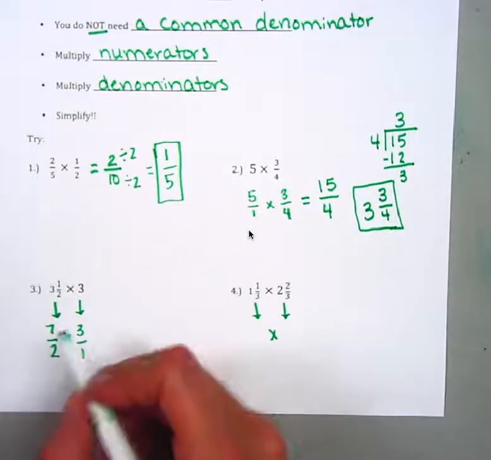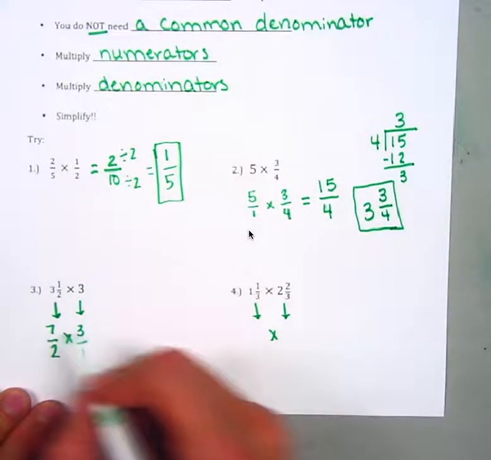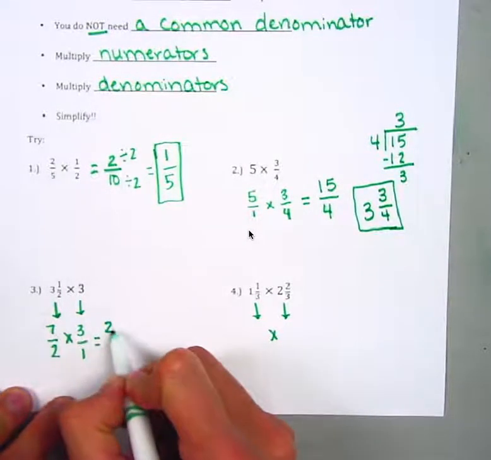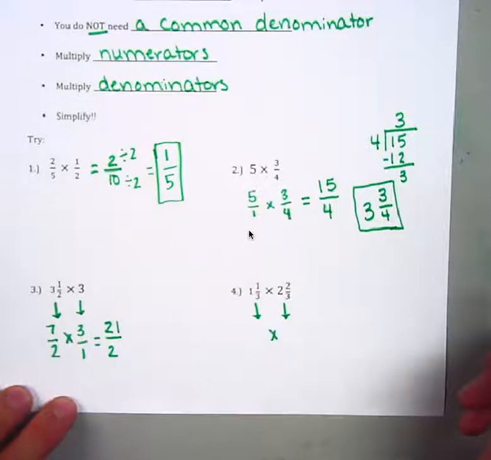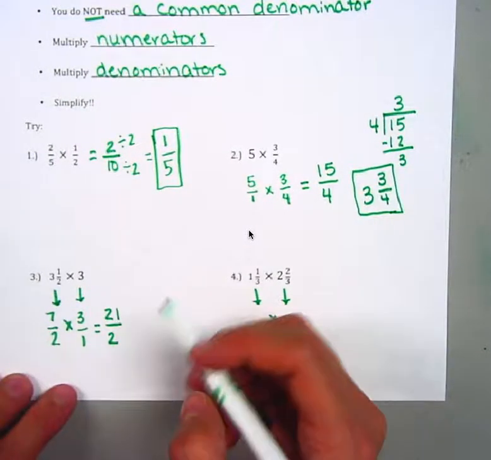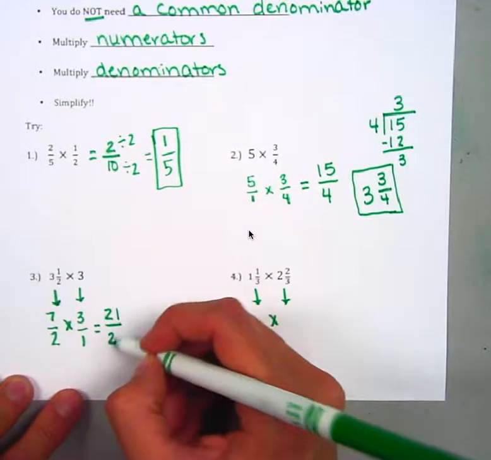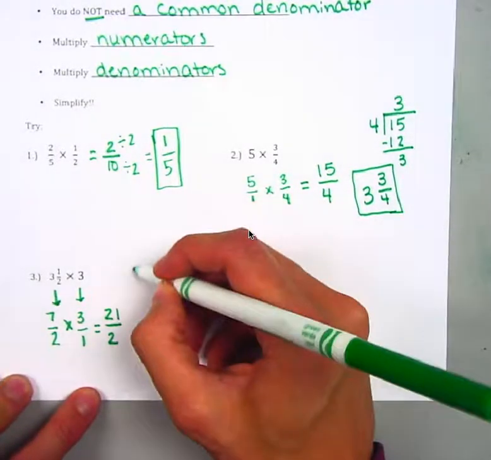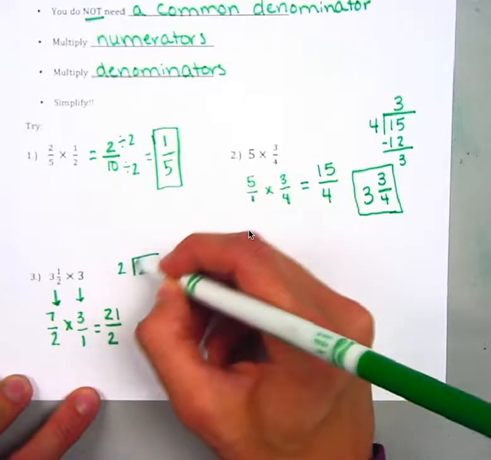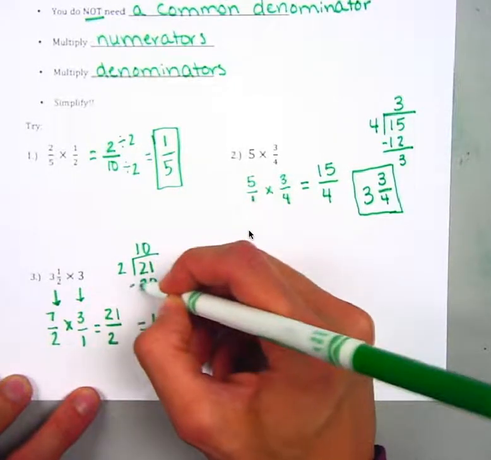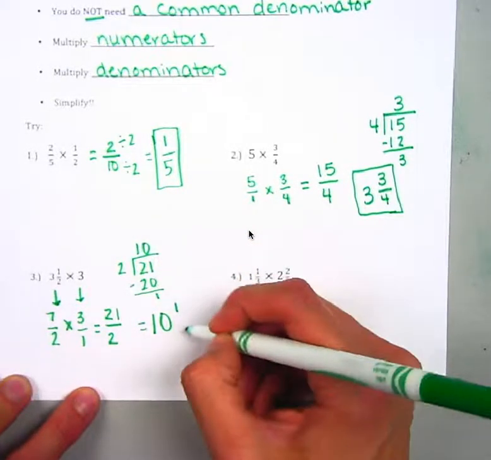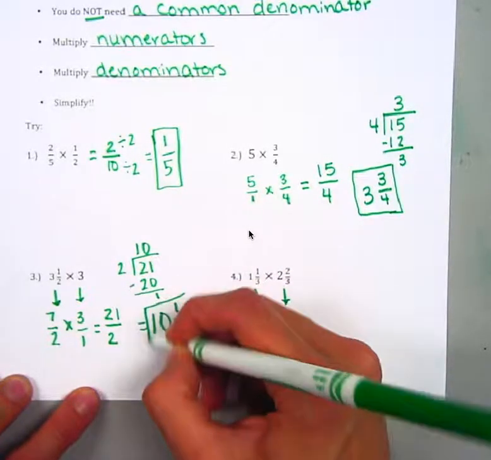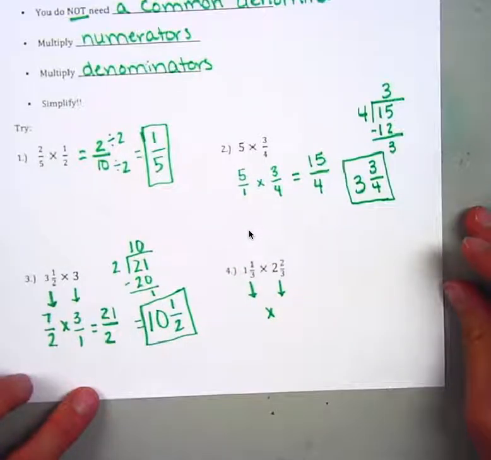For number 3, 7/2, which was 3.5, times 3/1, I get 21/2, which again is improper, and I can think to myself, 2 goes into 21 how many times? 10 whole times. And there is 1 piece left over out of 2, which gives me my answer of 10.5.